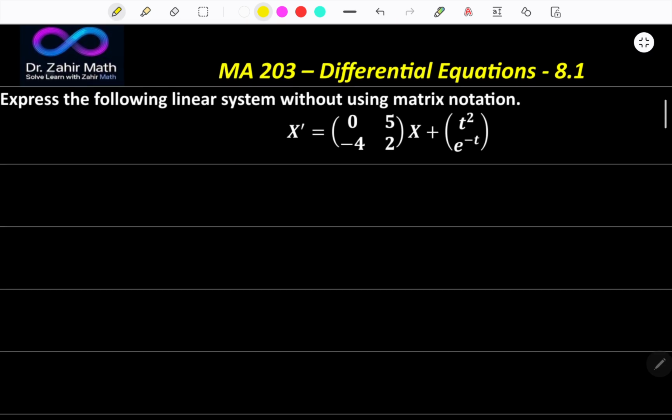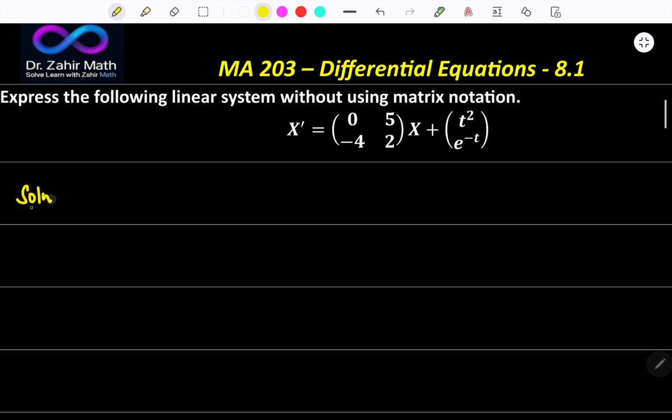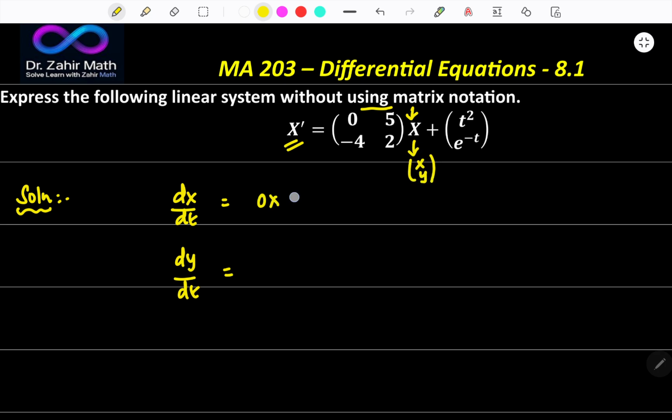Let's go to the next one. So now you can write quickly, okay? Come on, start. What is x dash? Dx by dt. What is that? Dy by dt, right? First row, first column. What is your capital X? Which is x and y column matrix, okay? So 0x plus 5y. Clear?